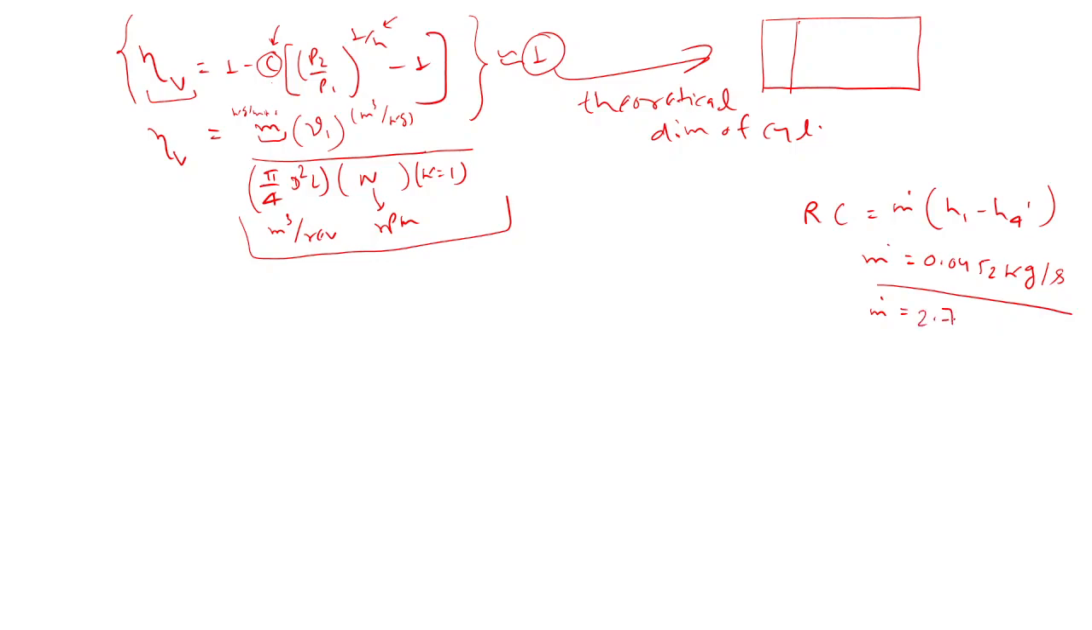2.71 kg per minute. So volumetric efficiency we are considering as 1. M dot we know, 2.71. V1 dash we don't know, that we'll see. And pi by 4 we know.